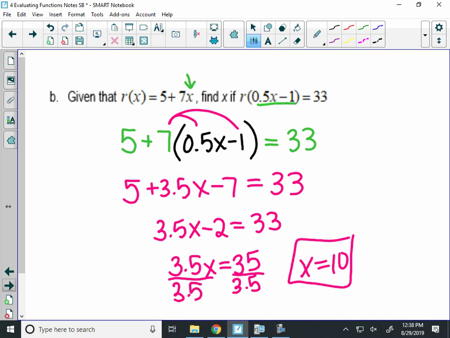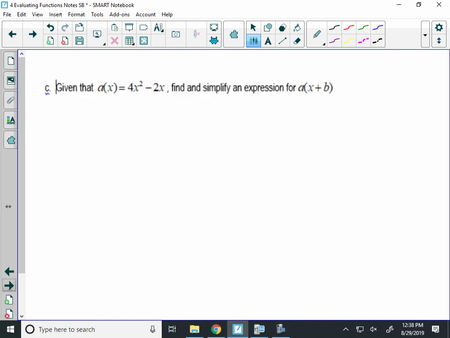Last one, C. We're almost there. We can do it. I have a function. A of x is 4x squared minus 2x. Simplify an expression for a of x plus b. We're not solving anything this time. We're simply using x plus b as the input and then simplifying the expression.